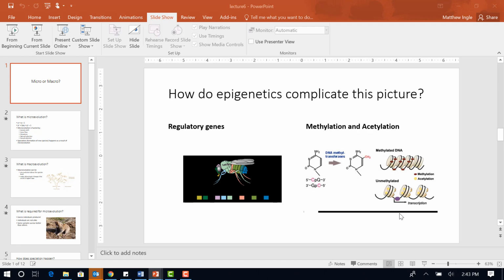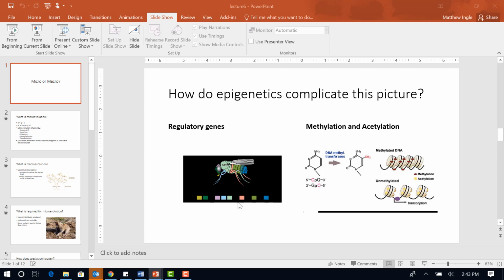So the next question is, how does our modern understanding of molecular biology shape our understanding of how microevolution and speciation work? And really it's explained or described in this question. How do epigenetics complicate this picture? And really they do. Epigenetics really falls into one of two categories. One is the category of regulatory genes, which is the control of the DNA beyond just the sequence of DNA.